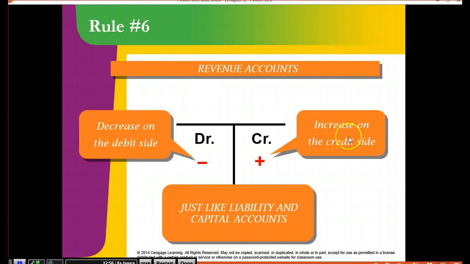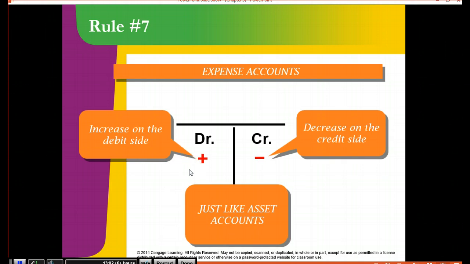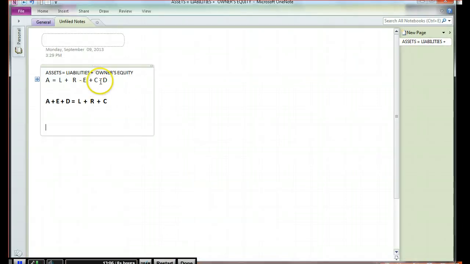So revenue accounts, the same as liability and capital accounts, increase on the credit side and decrease on the debit side. Expense accounts, remember, same way as drawing, they're negative on the right. I had to take it over to the left.